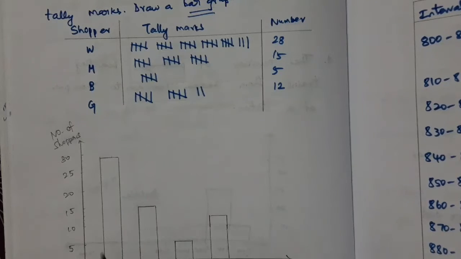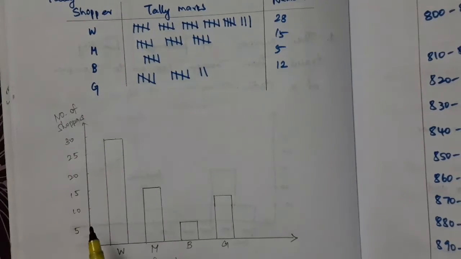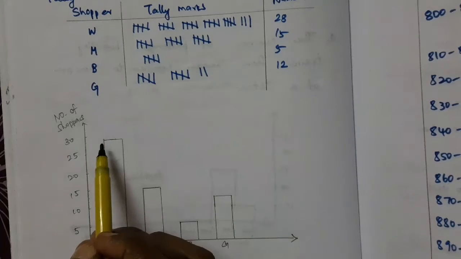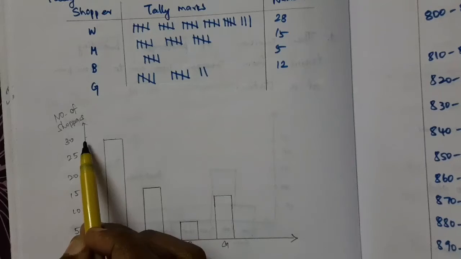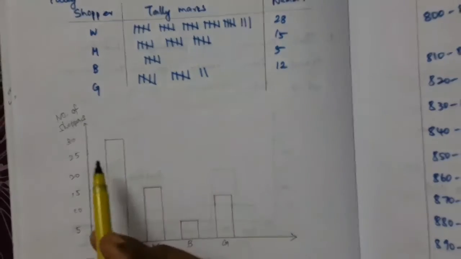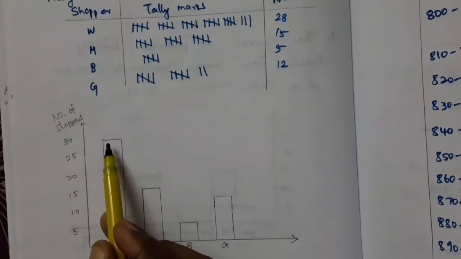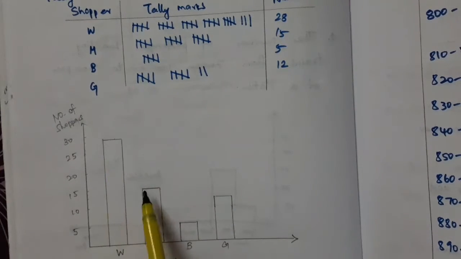So woman, it is 28. Here I have marked from 5 to 30. So if it is 28, you have to split like this is 25. So 26, 27, 28, 29, 30. You have to split from here to here into equal intervals, so that we can mark 28 easily. So woman 28 and man is 15, and here the boy is 5 and the girl is 12.